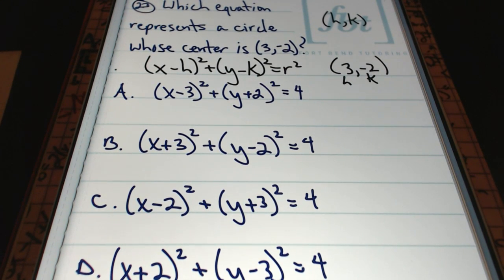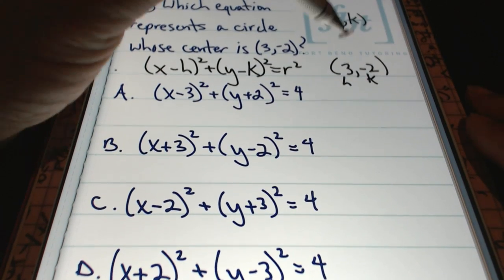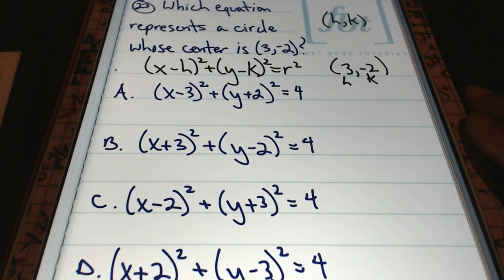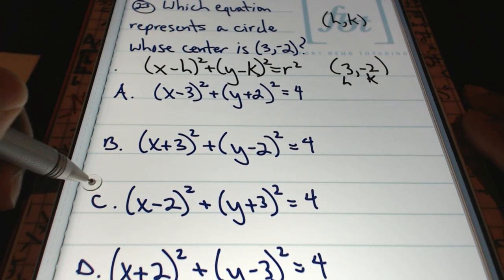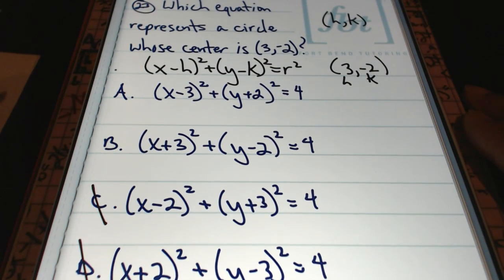So it's calling for the opposite of those values. So the opposite of 3 is -3. So we need to have an x minus 3 going on. So that's going to eliminate choice C and D off the bat. Okay, that can't be the answer because our h value is 3. So we needed to be the opposite of that value. So we needed to have h minus 3, which is going to also eliminate B.